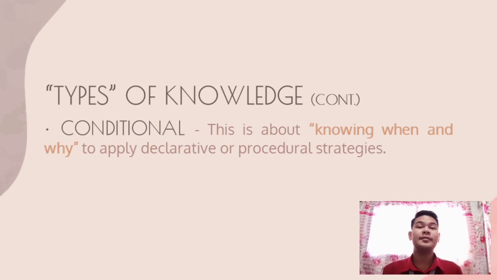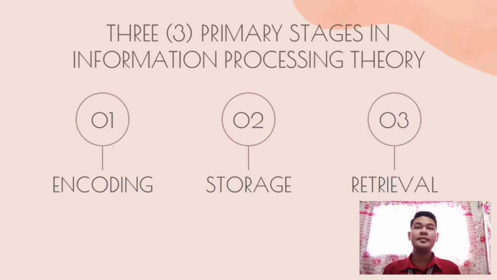Okay? Now, let's proceed to the 3 primary stages of information processing theory. Kapag sinabi natin stages, ano dapat? Kailangan dapat sunod-sunod. So, the first one here is encoding. And the second one is storage. And the next one is retrieval. Okay, tandaan mo yan ha. ESR. Encoding, storage, retrieval. Okay, tandaan na ba? Ulitin mo nga. Repeat after me. Encoding, storage, retrieval. Sunod-sunod dapat yun ha. Because these are stages.